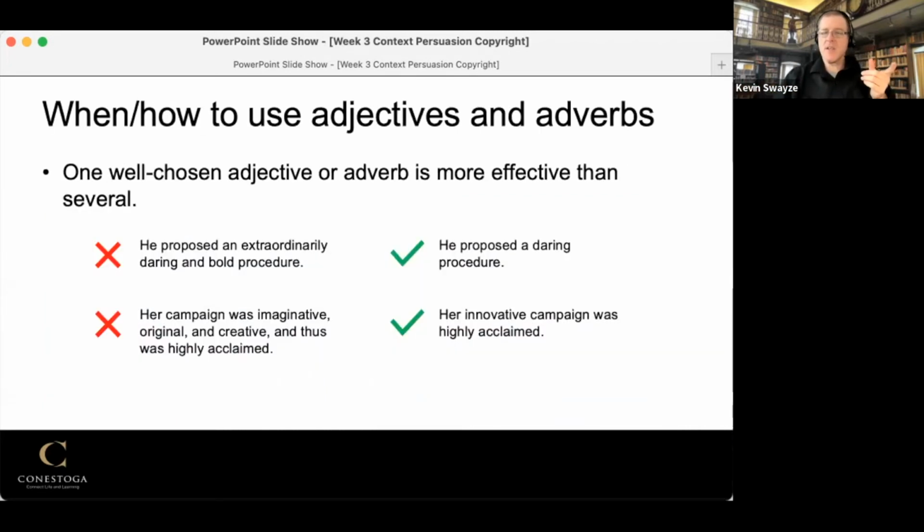Now, adjectives and adverbs are modifying words in the English language. Adjectives modify a noun. Adverbs modify a verb. So in the first example, he proposed an extraordinarily daring and bold procedure. Just say, he proposed a daring procedure. Daring encapsulates bold. A really good rule to follow is, don't use adjectives and adverbs.